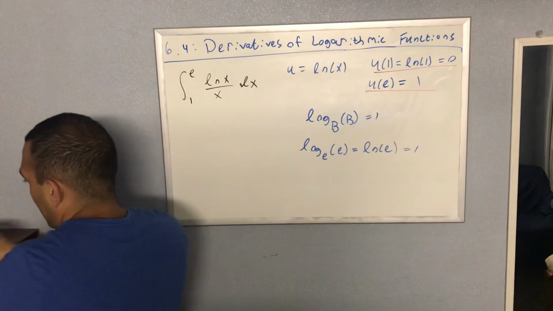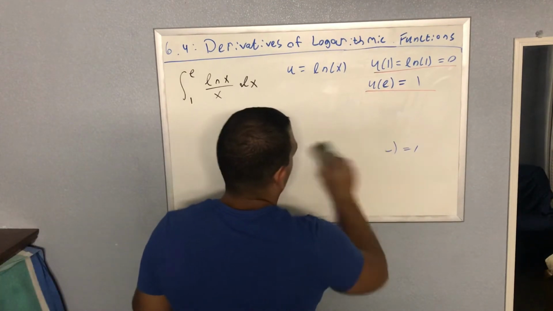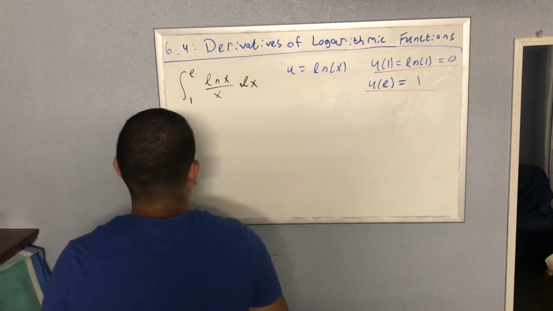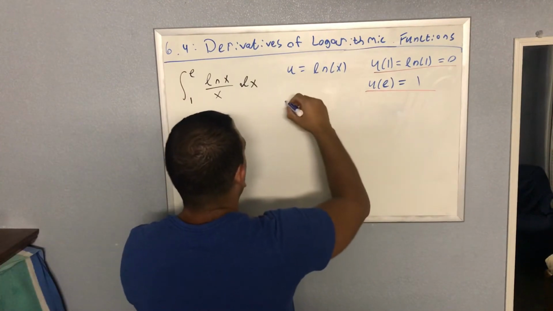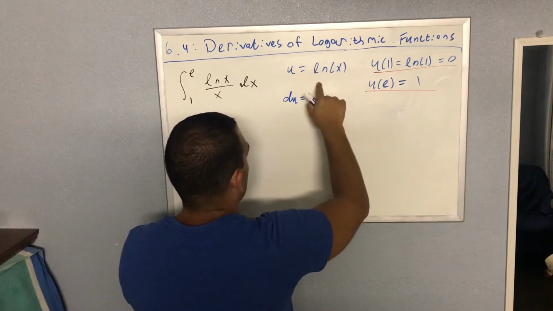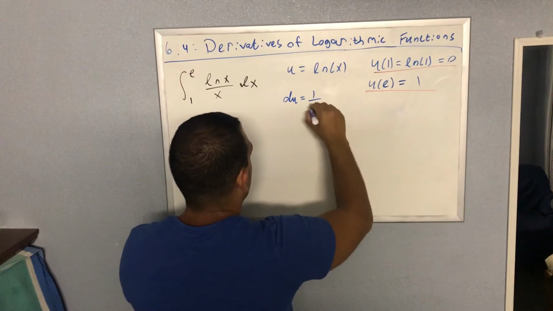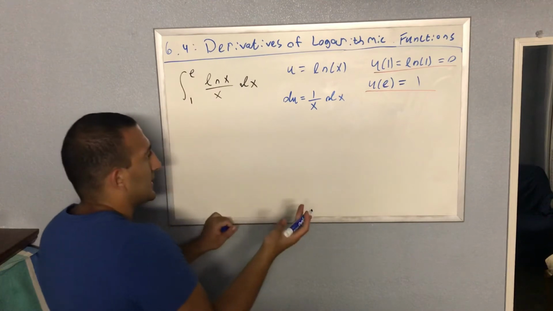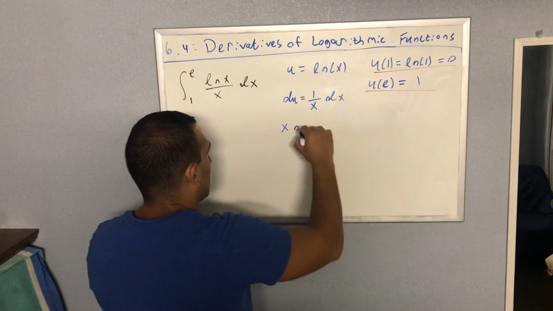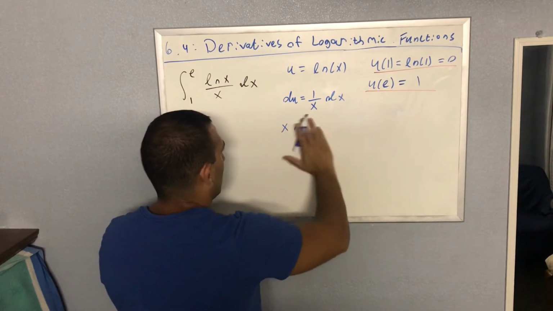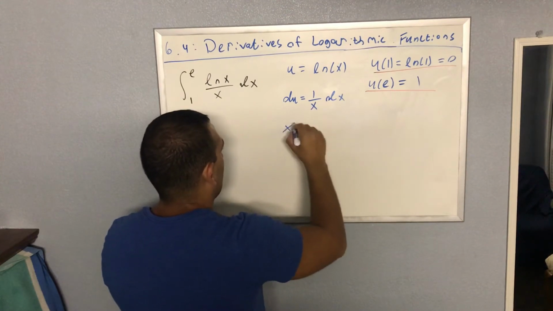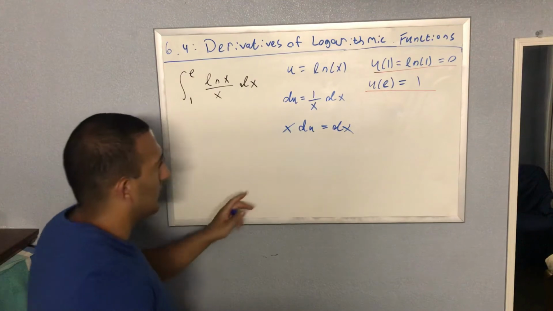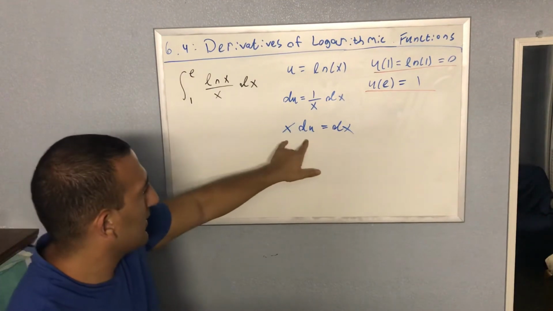And then now we need to figure out the things that we normally find out as well. What is du? Du is the derivative of this, which is 1 over x dx. And so when you multiply both sides by x, you get that x du is dx. So this is what we replace dx with.